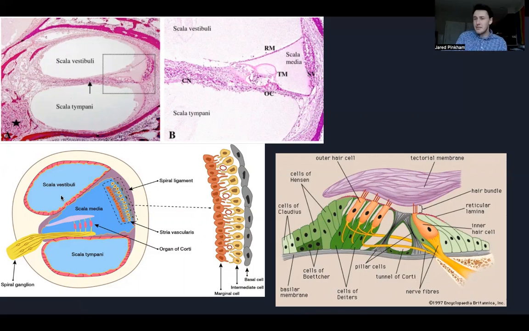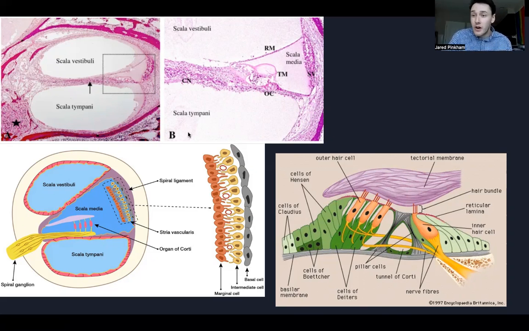And then we have this animated version, which is a little bit easier to see. And we can see how those marginal cells are lined up. It's pretty medial. And then over here, we have our organ of Corti. That perilymph comes through, agitates those hair cells, sends information through them, and sends it to the auditory nerve.